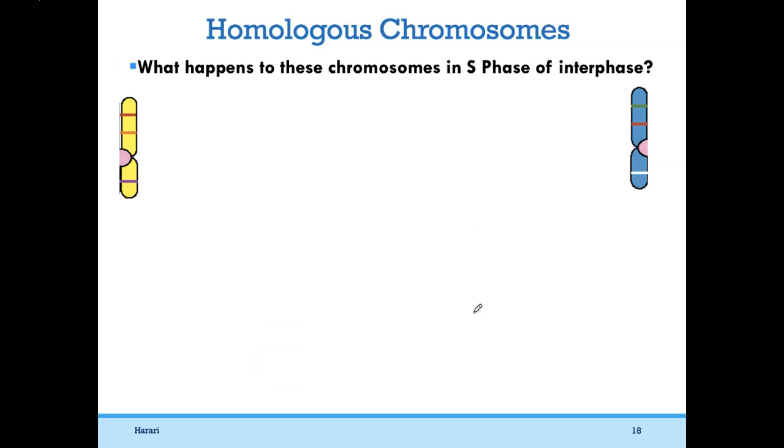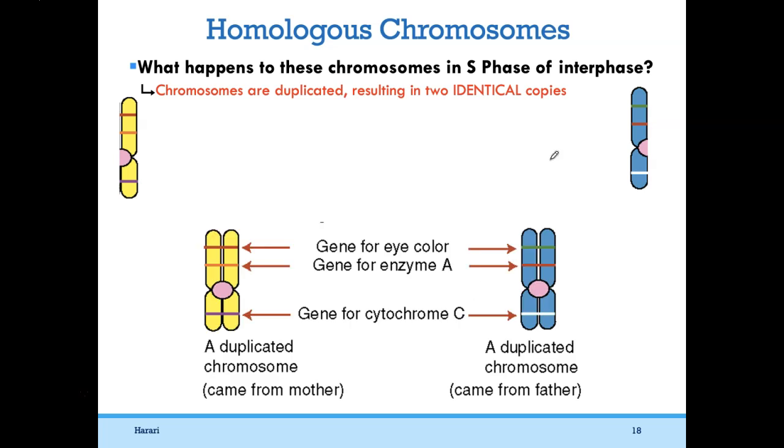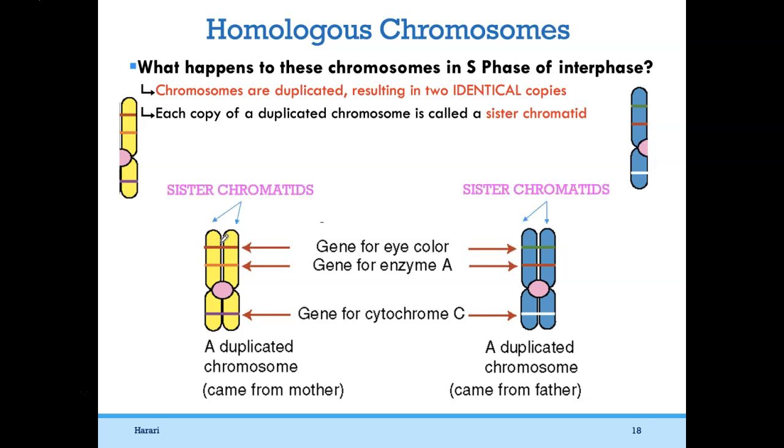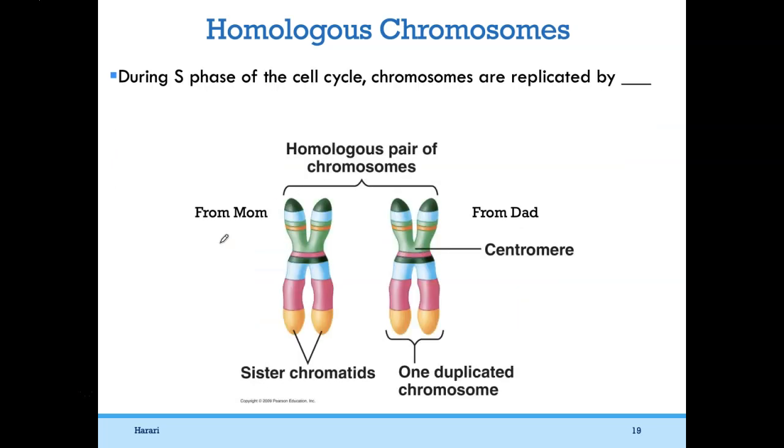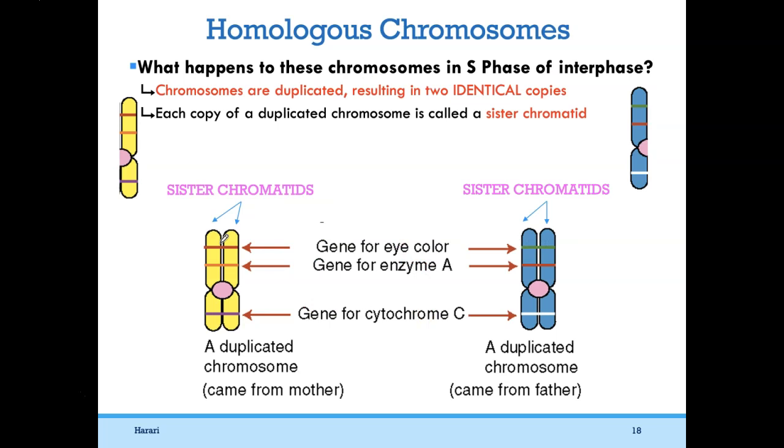So what happens to these chromosomes in S phase of interphase? Chromosomes are duplicated by DNA polymerase, resulting in two identical copies. So chromosome 15 from dad was duplicated, chromosome 15 from mom was duplicated, and what do we call each of these copies now? Each copy is now called a sister chromatid. And sister chromatids are identical.